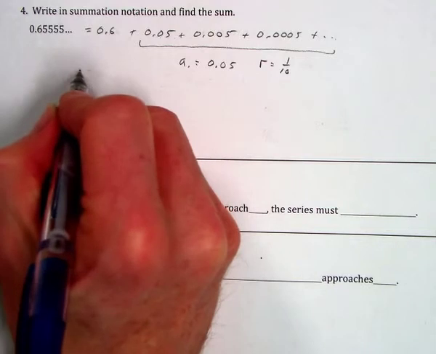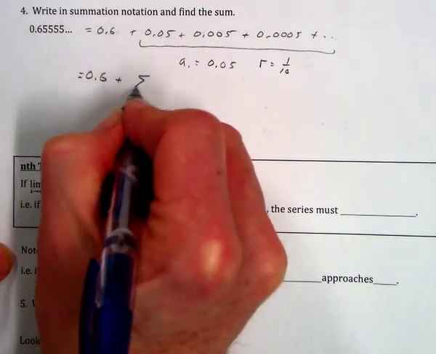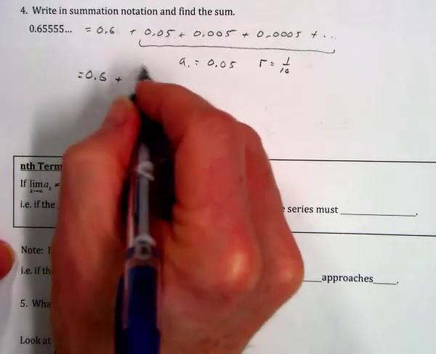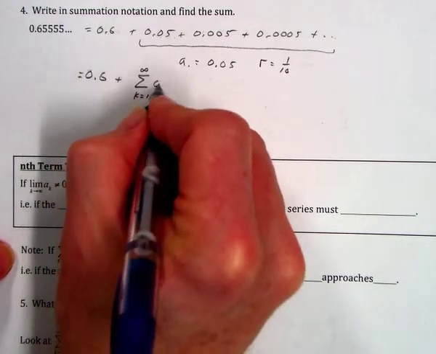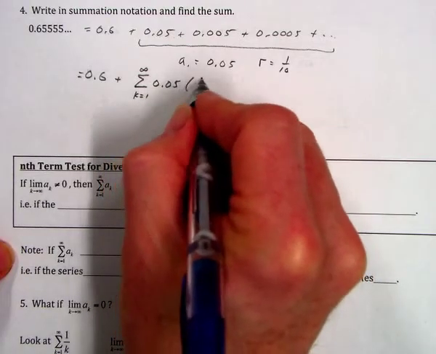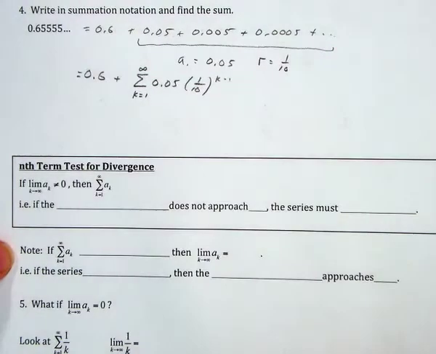Let's write it in summation notation. The only purpose of writing in summation notation is to just get some practice. You need to be very comfortable with writing pretty much anything in summation notation. If you have a problem like this, in general, you don't need to do that. So we have 1/10 to the k minus 1.